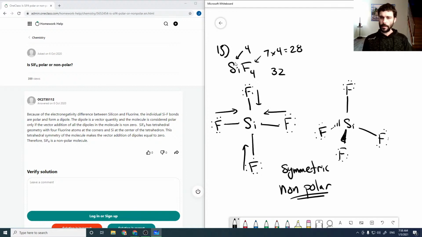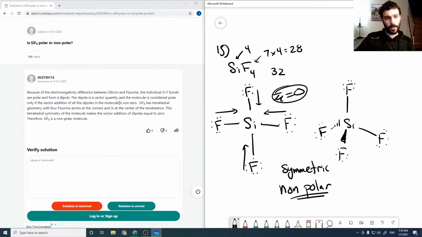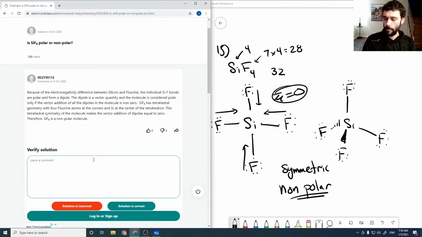That's because each of our little dipoles cancel, so our total dipole cancels, giving us a non-polar molecule. Each of the Si-F bonds would have a dipole, but they would all cancel, giving us a net dipole of 0. So it's non-polar. That looks good. I'm going to say that's correct.